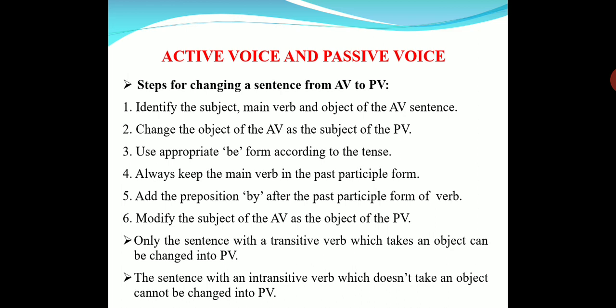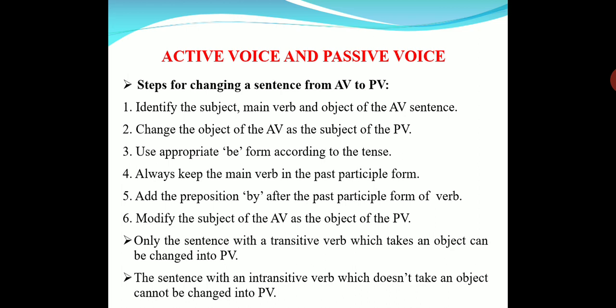I think all of you know what is V3. For sing, the 3 forms are sing is the V1 form, sang is the V2 form and sung is the V3 form. We have learned all these. So, what is the V3 form? Sung. So, for every verb, we have to keep the V3 form, that is past participle form. Next, the 5th rule is add the preposition by. We have to add by after the past participle form of the verb. And the 6th one is, we have to modify the subject of the active voice as the object of the passive voice. So, subject becomes object.